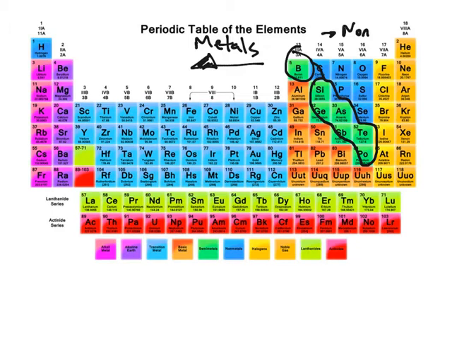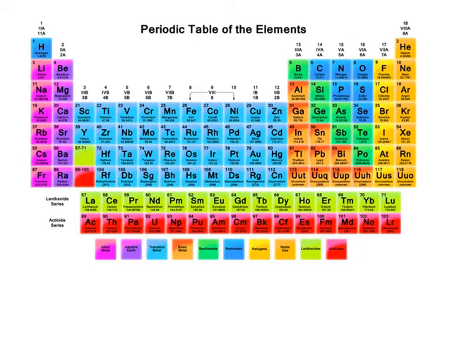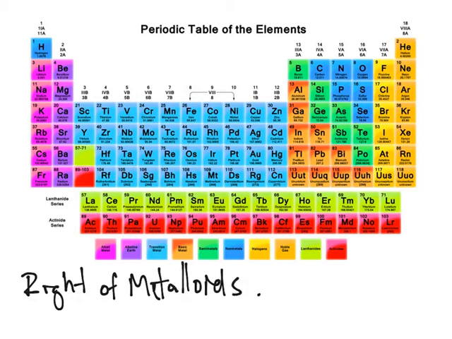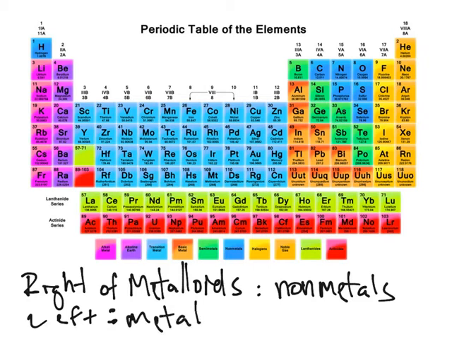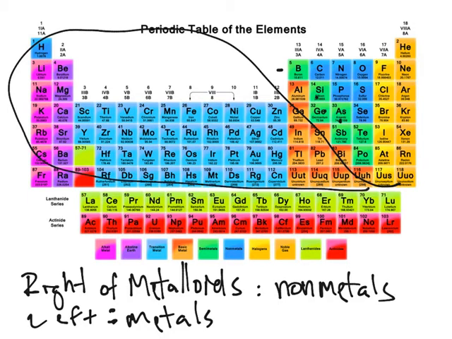So actually, let me write this better. To the right of metalloids, you will have the non-metals. To the left, you will have the metals. So if you're able to identify the ladder, in this case the green elements, green, green, green, you will be able to remember which side is composed of metals and which side is composed of non-metals. So this would be all the metals, and this would be the non-metals.